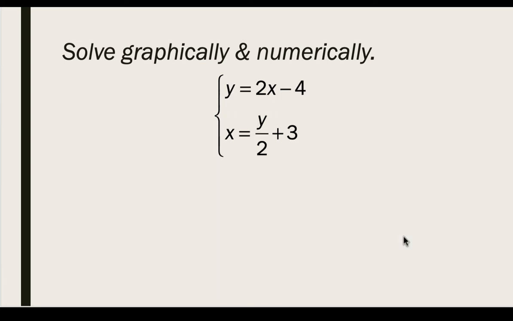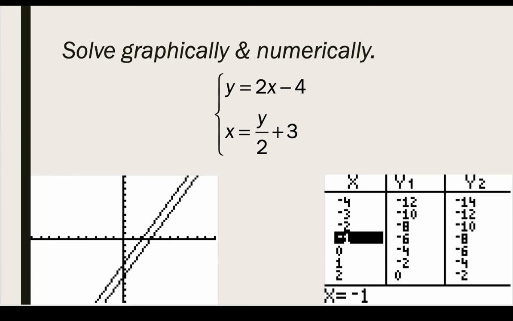And in our last example here, I have y equals 2x minus 4, and I have x is equal to y over 2 plus 3. So again, I'm going to solve that bottom equation for y. I do so by multiplying by 2, and then it's easy to just subtract over that 6. So I'm going to enter y equals 2x minus 4 and y equals 2x minus 6 into y1 and y2.